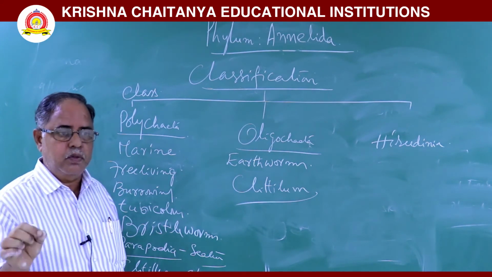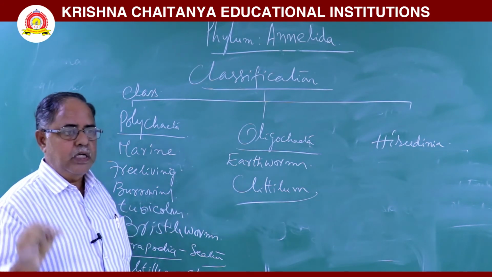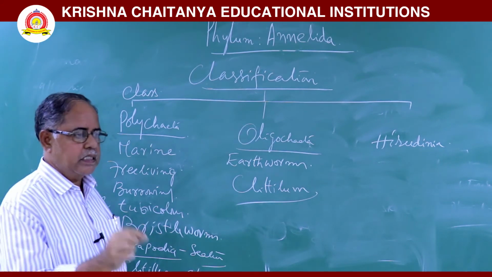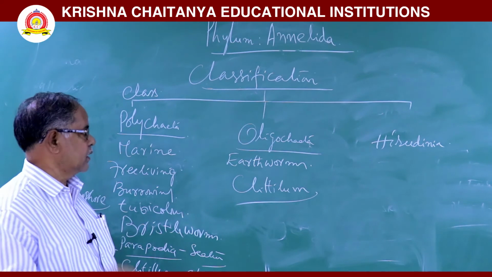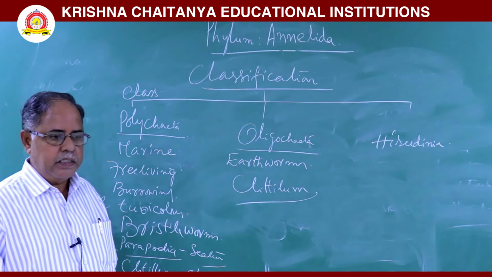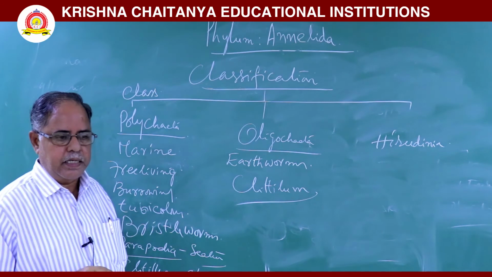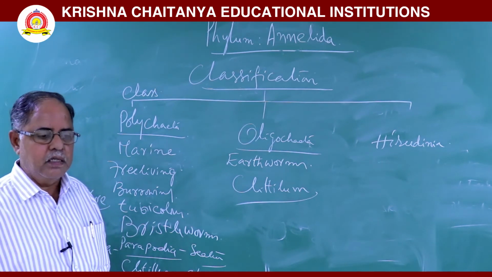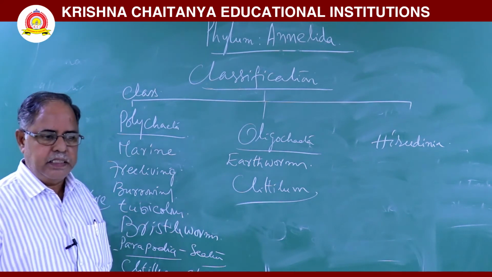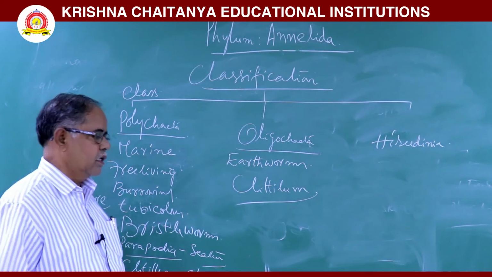The animals which are included in class Oligochaeta are generally called earthworms. Oligo means less, chaeta means setae. In these animals, a less number of setae are present here. That's why this class is named Oligochaeta. They live in moist soil, and some live in fresh water. For example, tubifex. Here the distinct head is not seen.